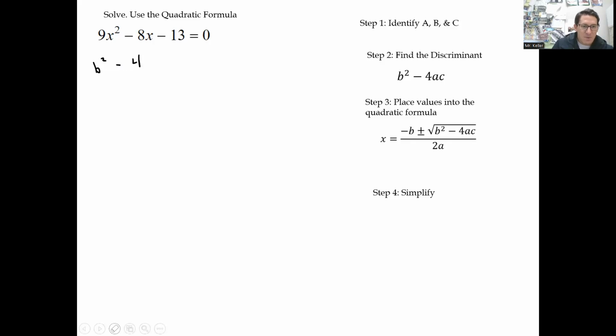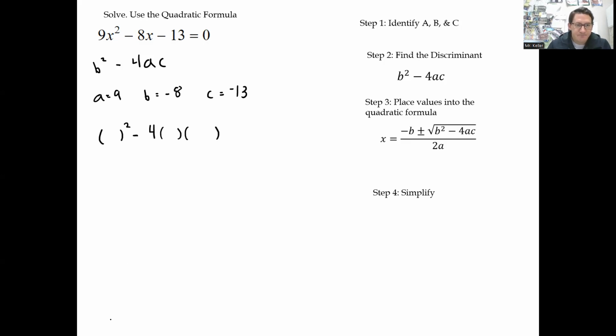I don't know what's going on with PowerPoint. It does not want me to write a nice 4ac. So I need to identify A is 9, B is -8, C, since it's minus 13, is -13, and it's starting off with that discriminant, b squared minus 4ac.